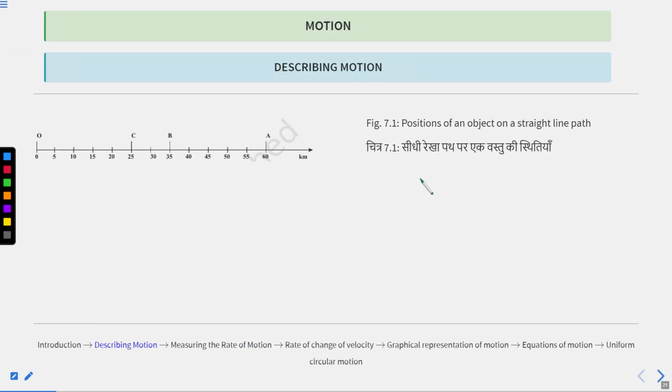The example is this. Suppose the origin is your home. Your home is the origin, so we have taken the origin as 0, or your home is at the 0 position. You and your father decided to drive the car. Your father is driving, you are sitting in the car, and you are moving in a straight line, and you have covered a distance of 60 kilometers.